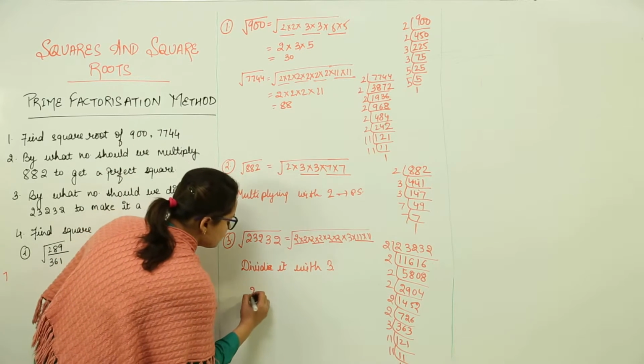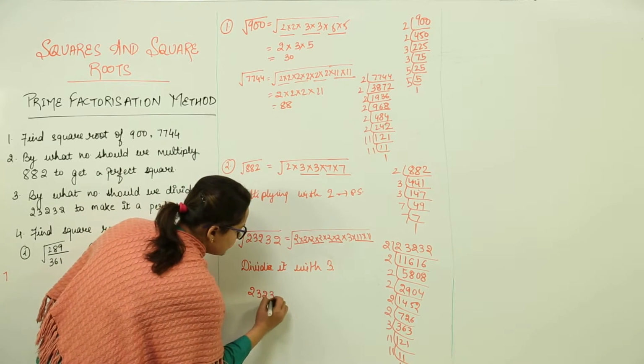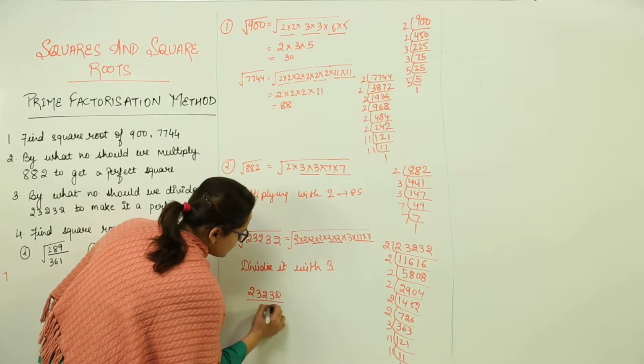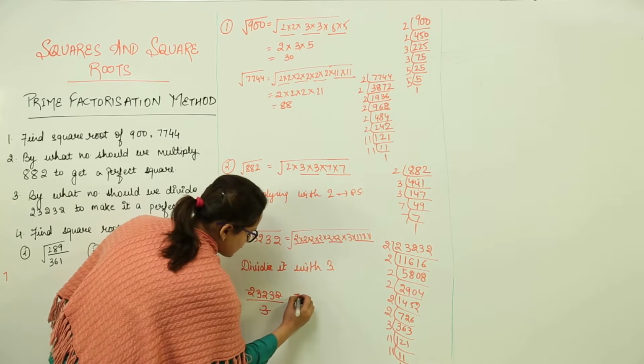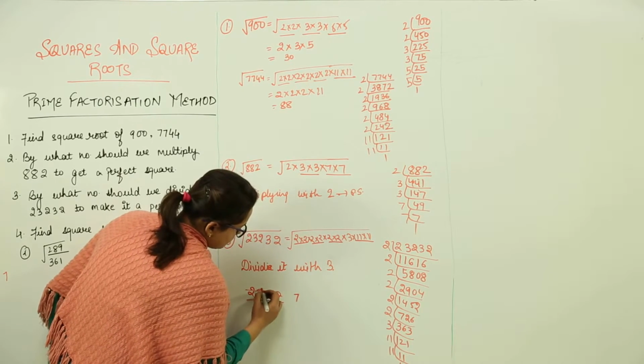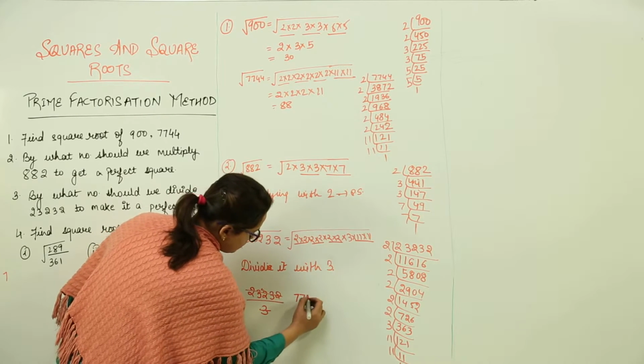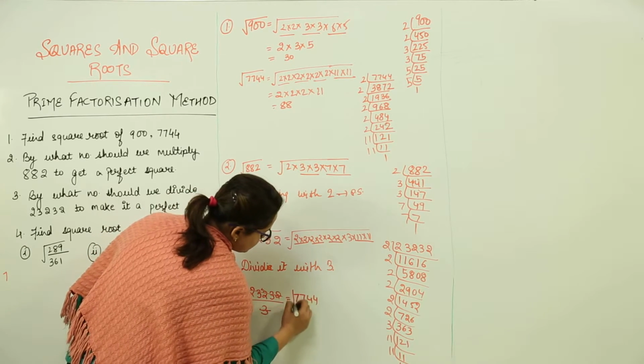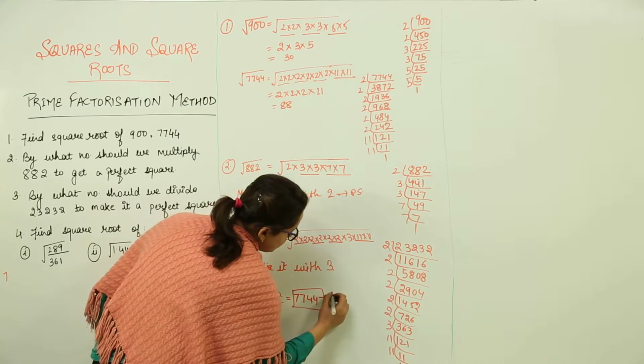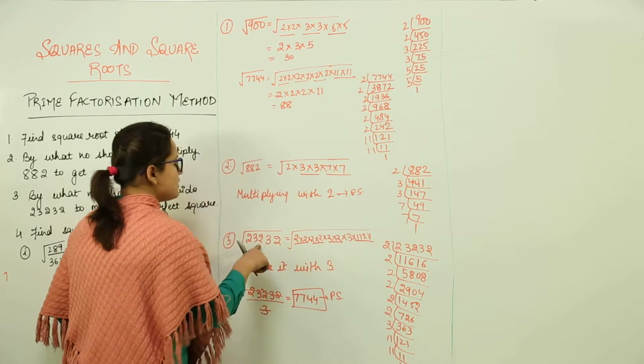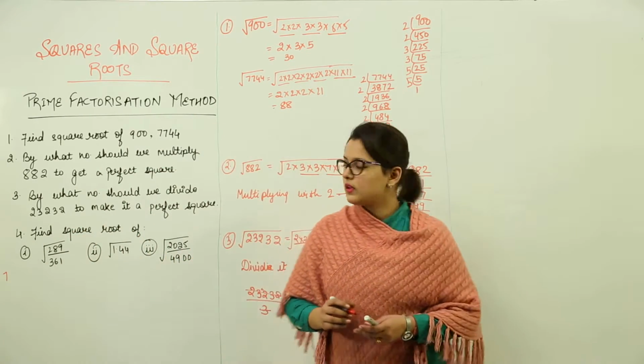So what you do is you divide this number by 3. You will get 3 7s are 21, then 22, 3 7s are 21, 4 and 4. So this is the perfect square that you will get when you divide this number by 3, right?